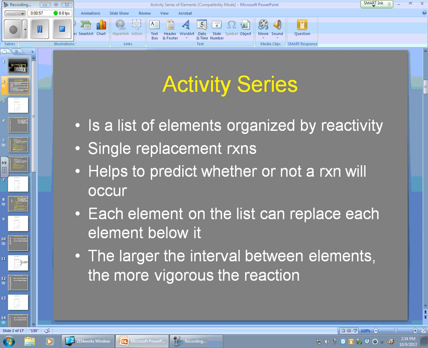Each element on the list can replace each element below it. Now that part right there is a pretty important part. So make sure you know that. Each element on the list can replace each element below it. The larger the interval between the elements, the more vigorous the reaction.